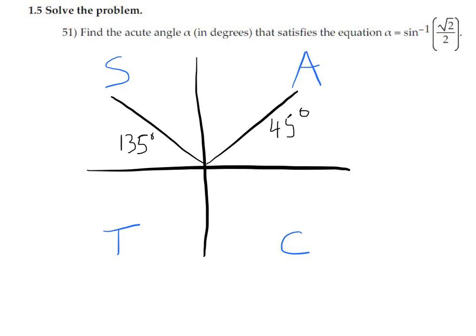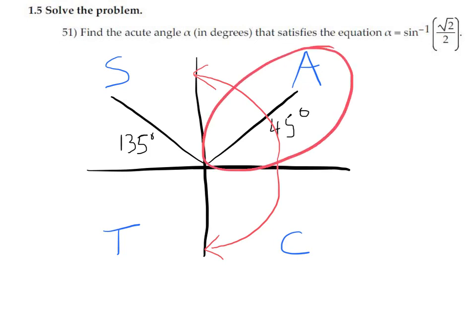The thing about arc sine is, in order for arc sine to be a function, you have to limit its range. Arc sine lives in one of two spots. If you have a positive value that the sine equals, in this case positive square root of 2 over 2, arc sine will only exist in the first quadrant. So our answer is 45 degrees.